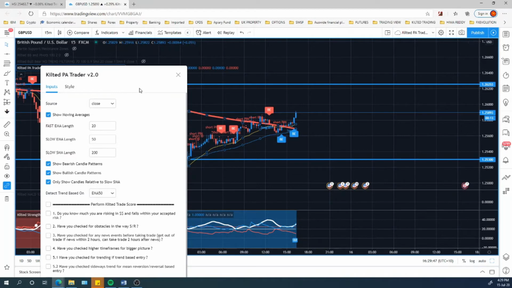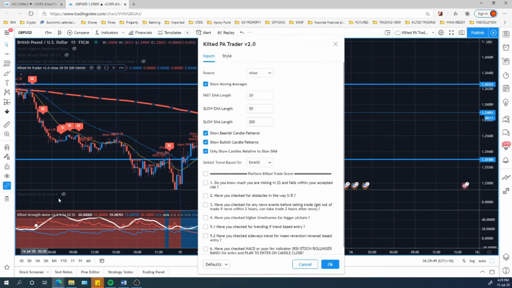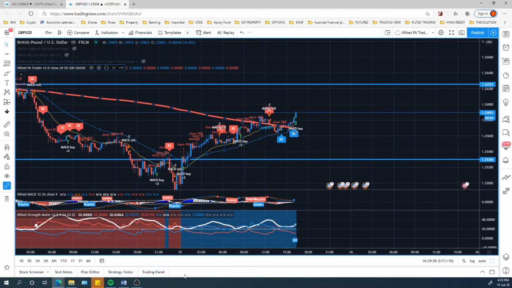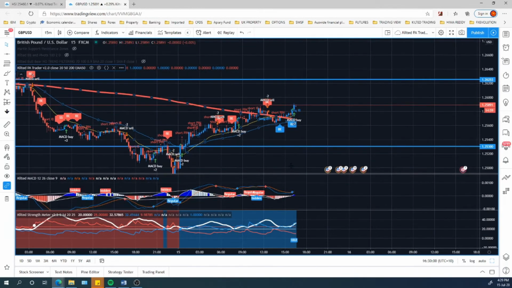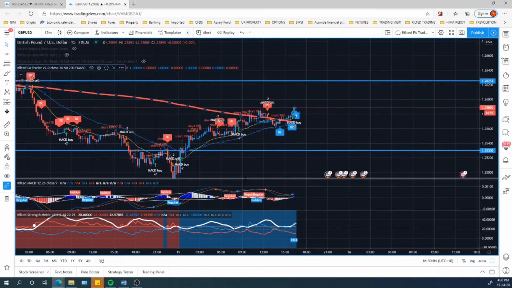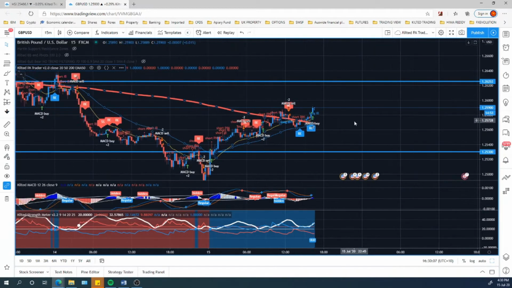You can also stick on your other favorite indicators. I've got here my MACD, for example, which is also pinging a long here. We've got the cross of the signal line, which is indicating it's looking rather bullish.